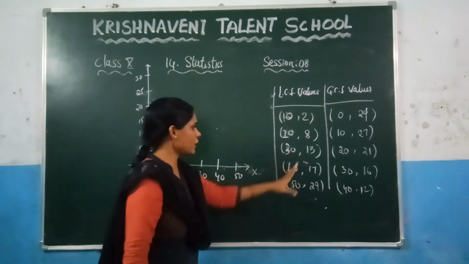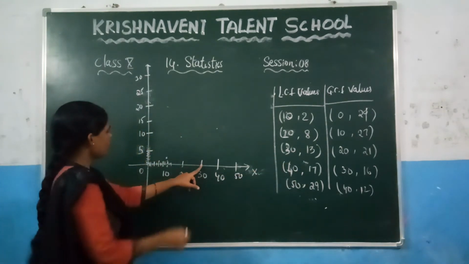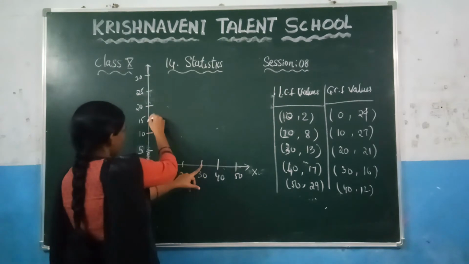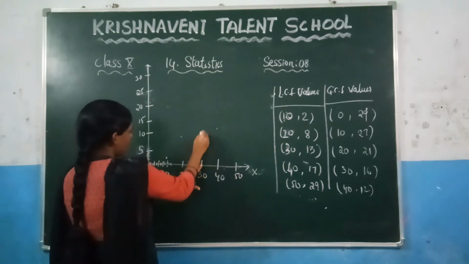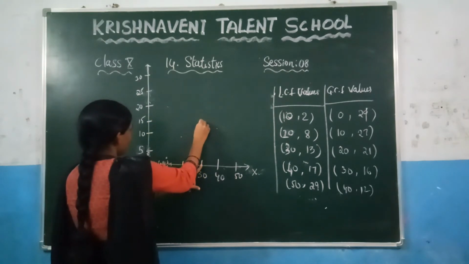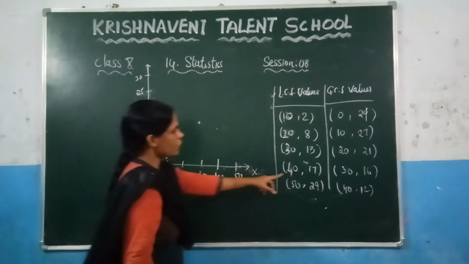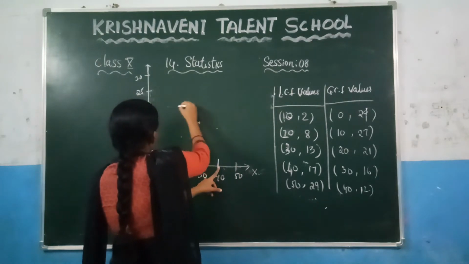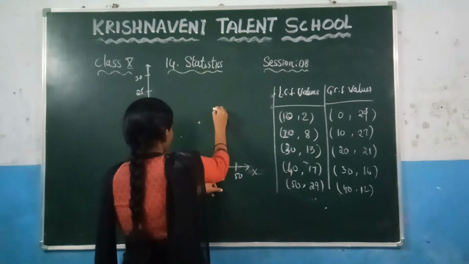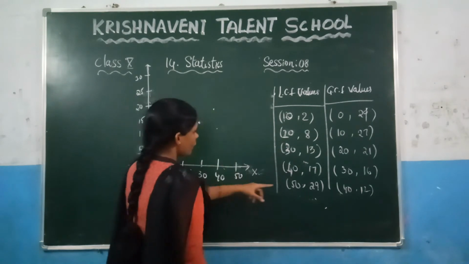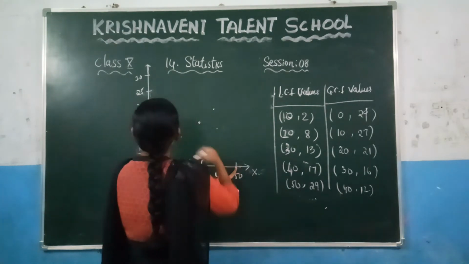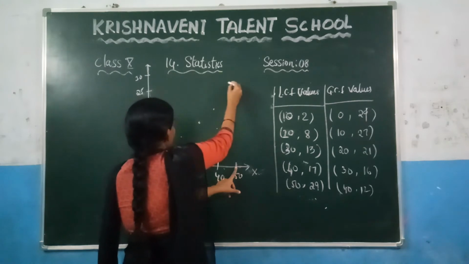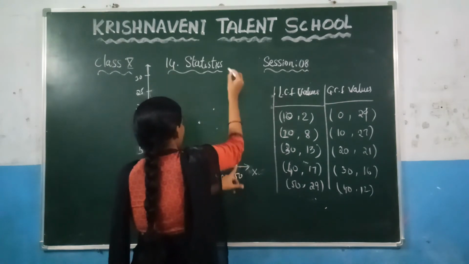And after that 30, 30. This is 30, and where will be 30? In between 10 and 15 you count it. Just I am putting it here. It will be here 30. Right? And after that 40 and 17, 40, where should be the 17? Somewhere here, right? So 40, 17. And after that 50, 29, 50, where should be the 29? Somewhere here. So 50, 29.